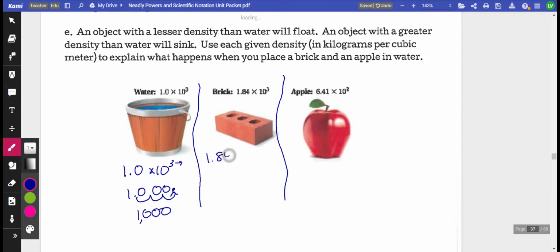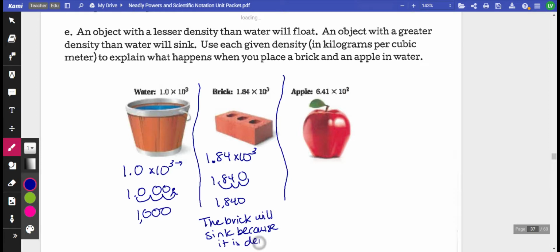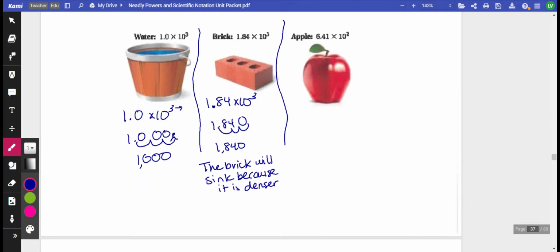For the brick, same idea. 1 and 84 hundredths times 10 to the third. I'm going to do the decimal 1, 2, 3, add in 1 0. 1,840. Okay, well, I can see that the brick is denser than the water, so the brick's going to sink. The brick will sink because it is denser than water.